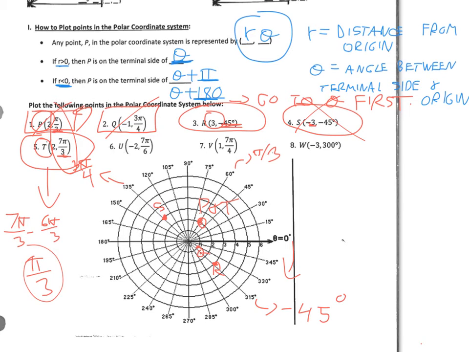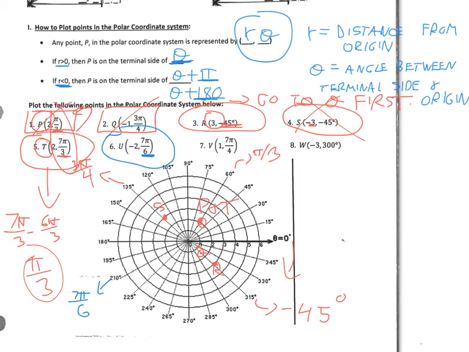All right, if I look at U, maybe we'll do this in a different color. Let's do this in blue. If I look at U, let's go to the angle first. 7 pi over 6, this is in the third quadrant, and it's actually this. It's 210. That's 7 pi over 6.